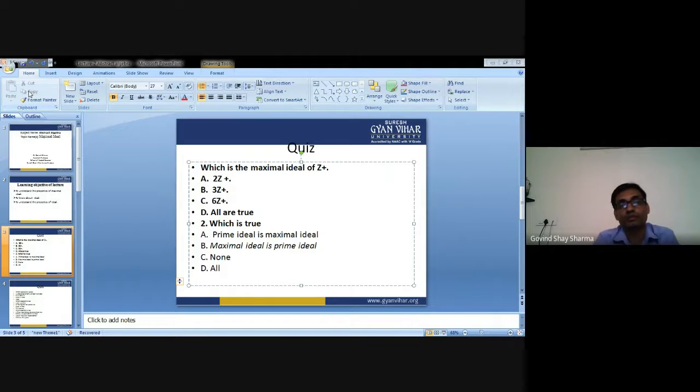Which is true here? I told you that multiple options are right. Which is true? A maximal ideal is a prime ideal, and a prime ideal is a maximal ideal. Both are right options, because if an ideal is maximal then it is prime, and a prime ideal is maximal. In the theorem, we have just proved that.